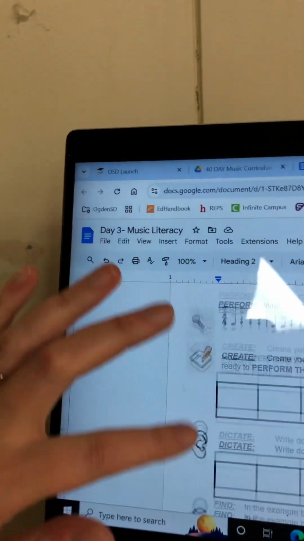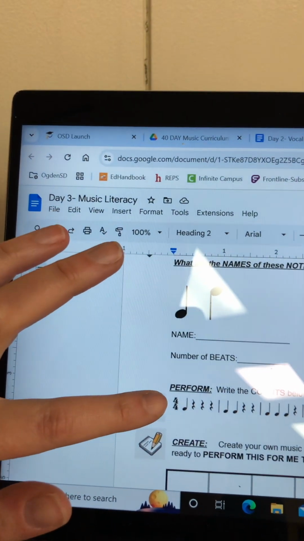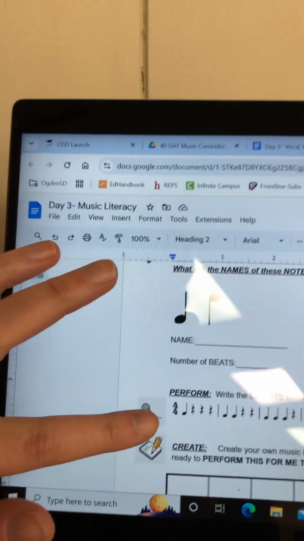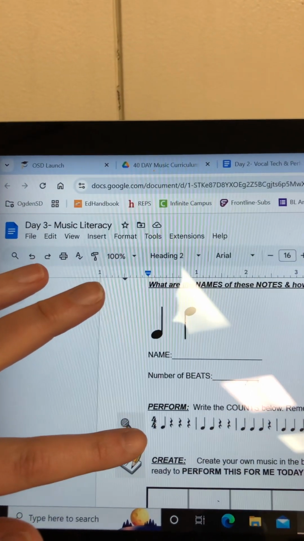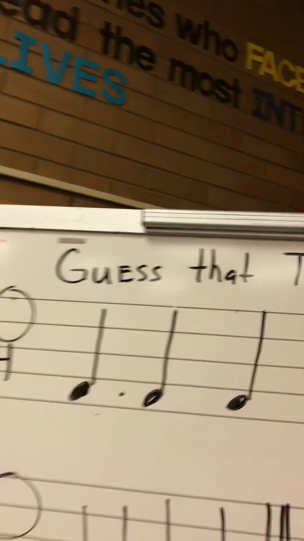Okay, here's day 3 of music theory literacy stuff. Before I have you start the actual paper, I'm going to teach you a little concept right here. Do you remember what those two numbers mean when you see them on your paper? Those little numbers right there. What's that called? A time signature, Mrs. Hatch, a time signature.